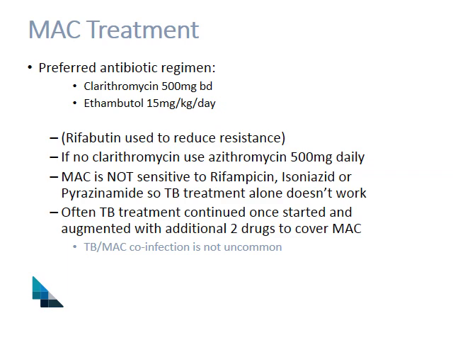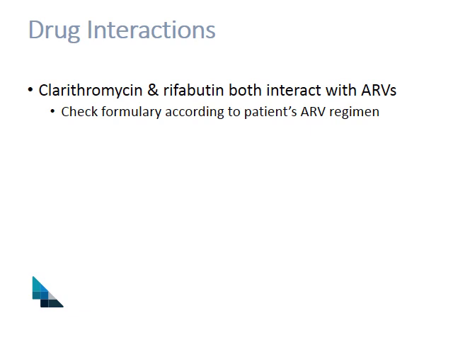But it's sometimes very difficult to know whether the MAC is a complication of the patient already having TB. So quite often, if you've had a patient on TB treatment and you're thinking it might also be MAC, you might just add in extra drugs to cover both. Just a reminder that both clarithromycin and rifabutin have interactions with various ARVs, and you might have to check with the Medicine Information Center or your formulary to ensure your patient is on the correct ARV regimen.